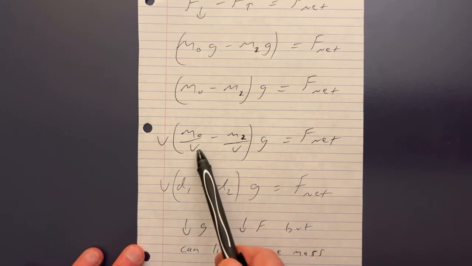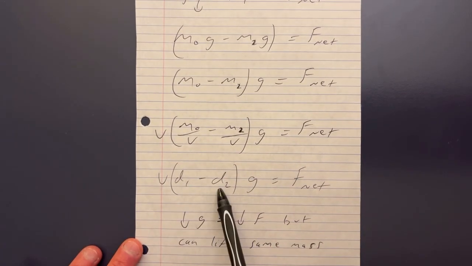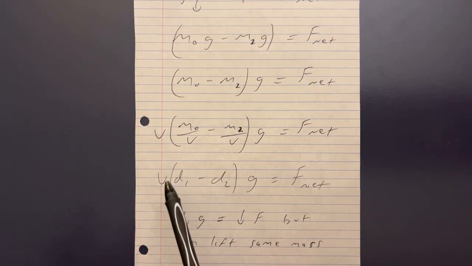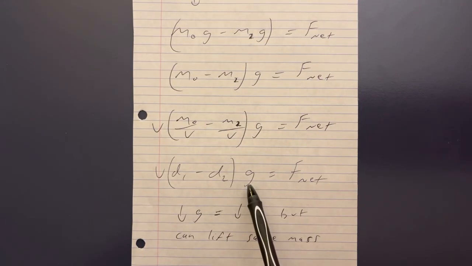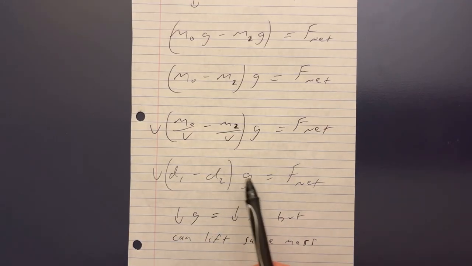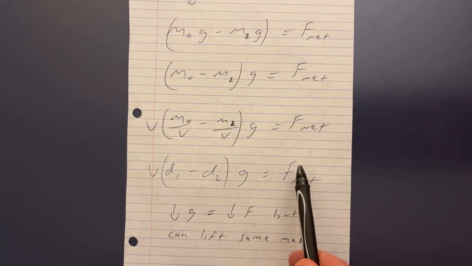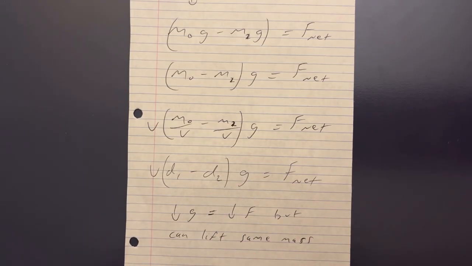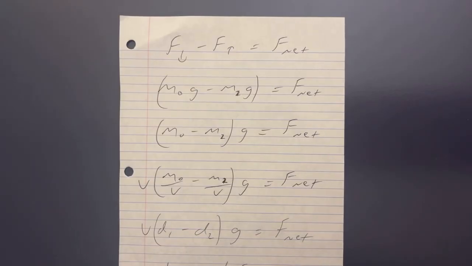And here, mass per volume is your density, so we end up with density 1 minus density 2 times the volume of the balloon or the object times acceleration from gravity gives you your net force. Also, if you're just trying to find out how much a balloon can lift, like how many kilograms, you can just eliminate that g right there, because if you use it, you're going to get a net force, but then you have to take that net force, divide it by g to get your mass that you can lift with a balloon.